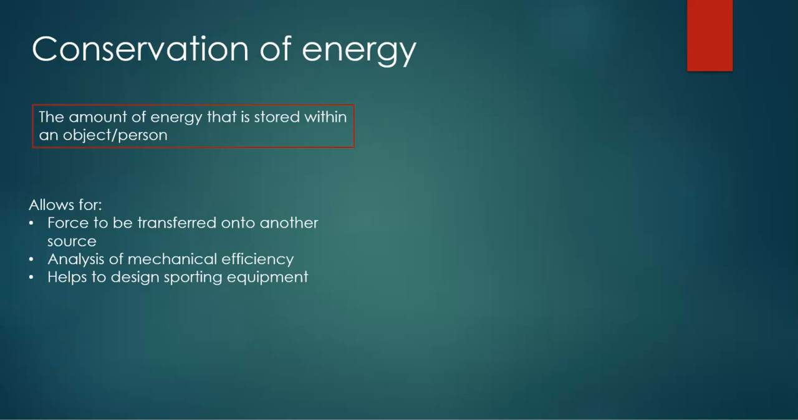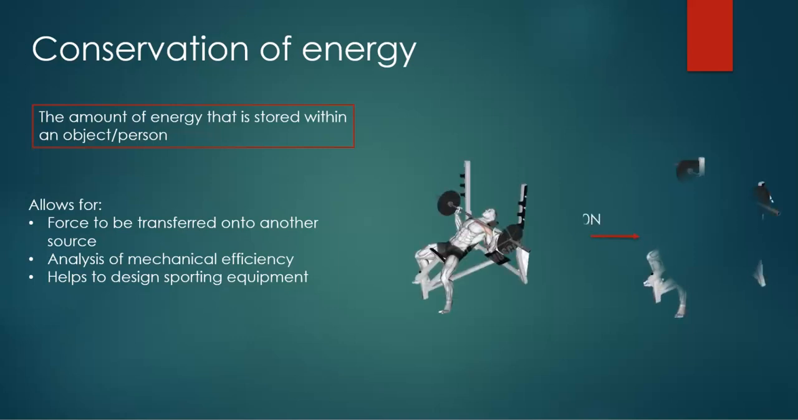Additionally, it can also be used to design sporting equipment, as the designers will be able to see how much force it will be able to withstand or to transfer. They can specifically make it for that purpose. A sporting example of this could be through a bench press, preparation versus its execution. Within the preparation phase, the athlete has a conservation of energy of 200 newtons. This is then expended and transferred into the weights.